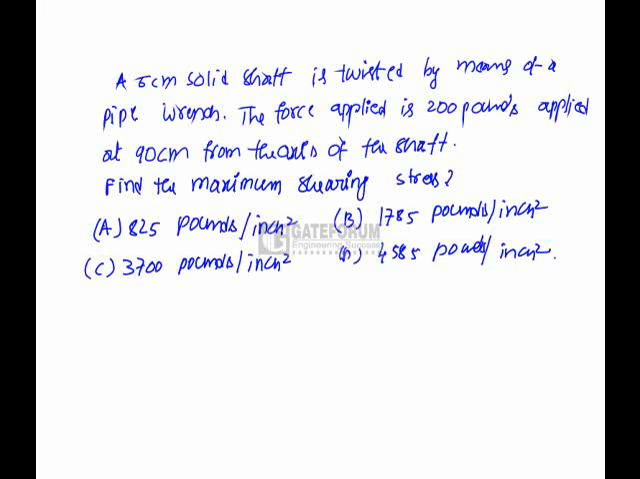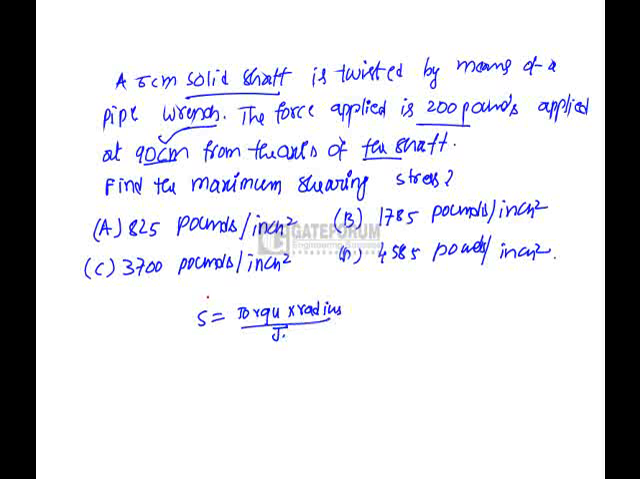Here the question is, a 5 cm solid shaft is twisted by means of pipe wrench. The force applied is 200 pounds, applied at 90 centimeters from the axis of the shaft. So find out the maximum shear stress. We have to find out the maximum shear stress. S is equal to torque into radius by polar moment of inertia. So all the options are in terms of pounds and inches. We have to convert these centimeters into inches.